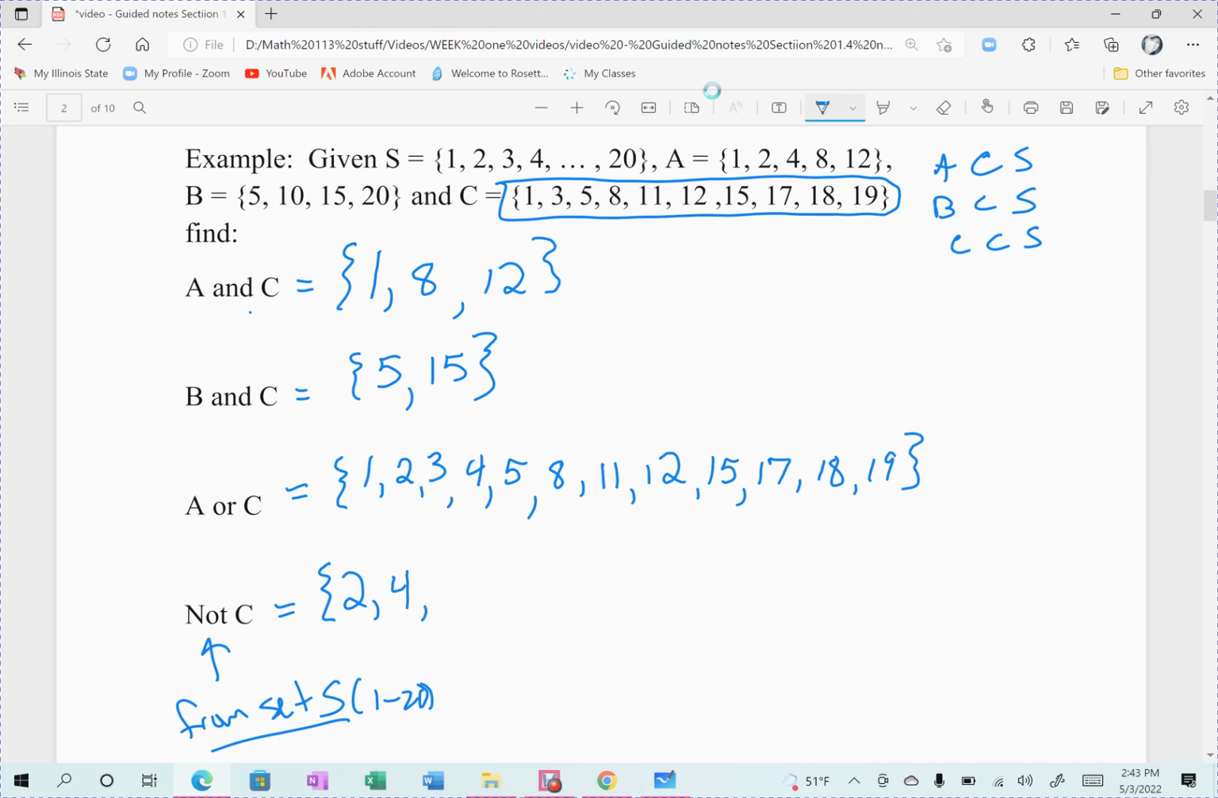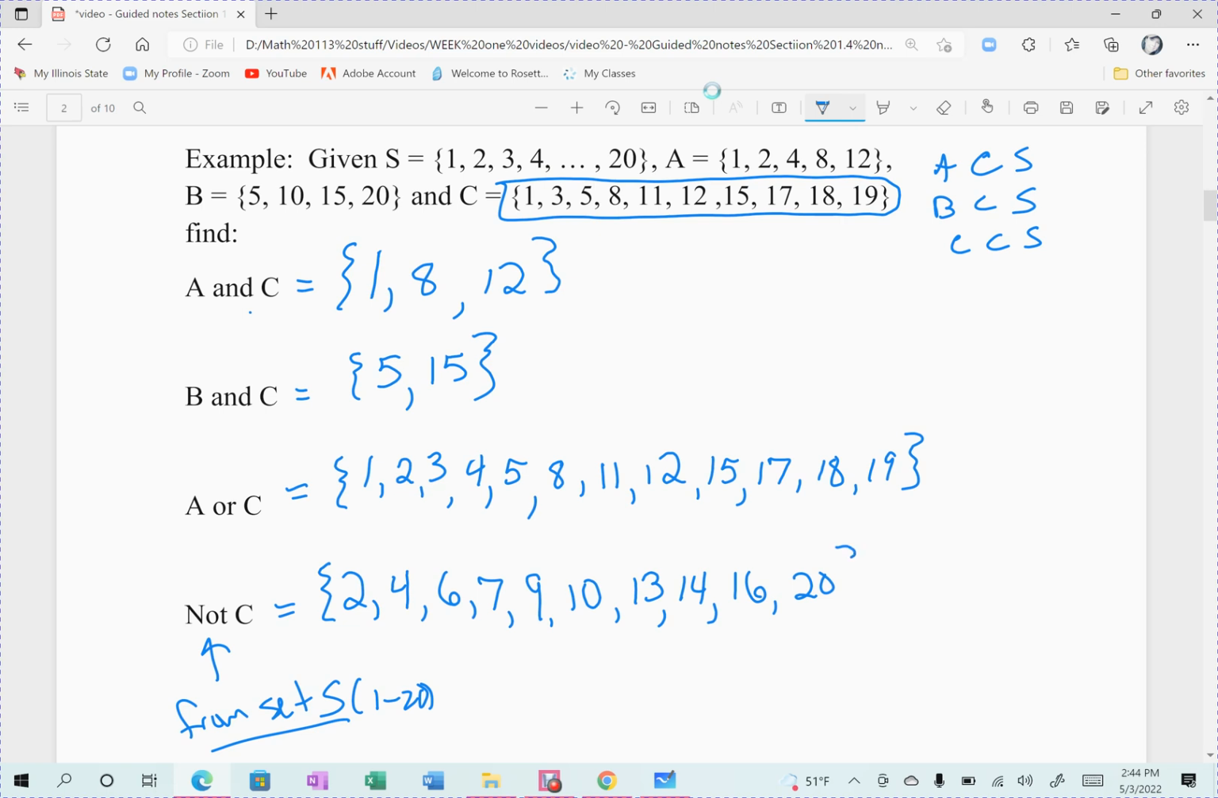5 is, 6 is not, 7 is not, 8 is, 9 is not, 10 is not, 11 is, 12 is, 13 is not, 14 is not, 15 is, 16 is not, 17 is, 18 is, 19 is, 20 is not.